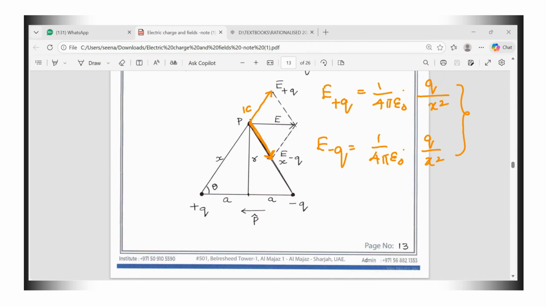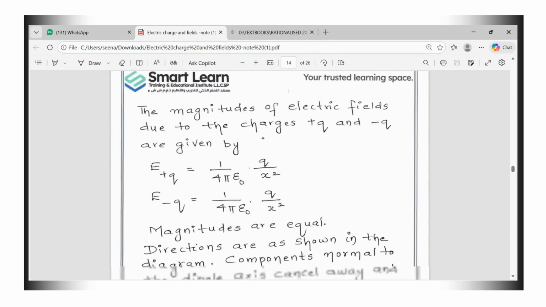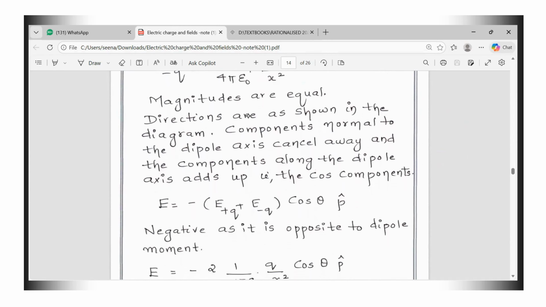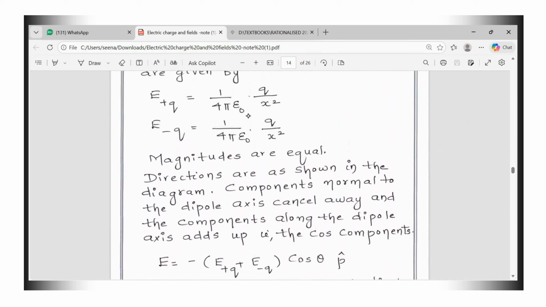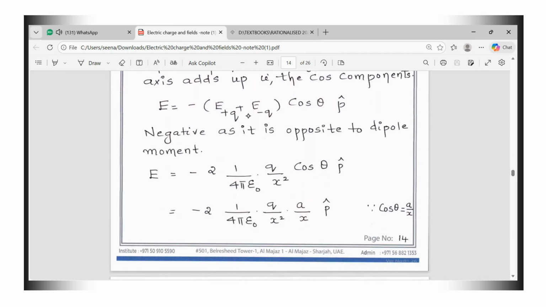If the magnitude is the same, I am going to resolve each into two components, one the sine component and one the cos component. It is seen that only the cos component will exist. The sine component will get cancelled because it is acting in the opposite direction. Magnitudes are equal, directions are as shown in the diagram, and the components normal to the dipole cancel away. That is, the sine component will cancel and the cos component will get added up. So what is the total electric field? E due to plus q plus E due to minus q.